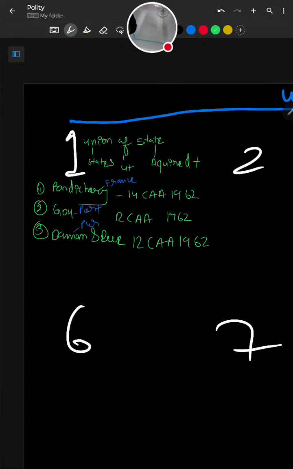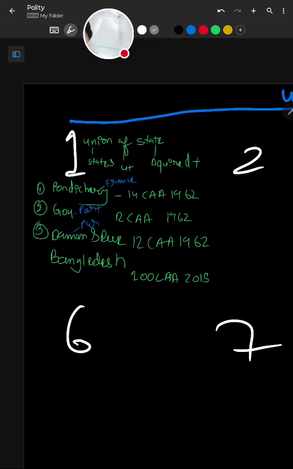And we also acquired some area of Bangladesh, under the 100th Constitutional Amendment Act of 2015. Now, one question for you guys who are watching here. Under the 97th Constitutional Amendment Act of 2011, which part of the Constitution, from the 25 parts, was added here, and what is the part number?